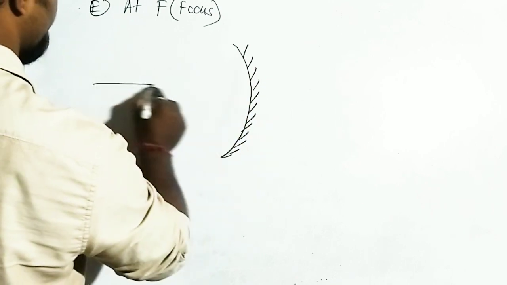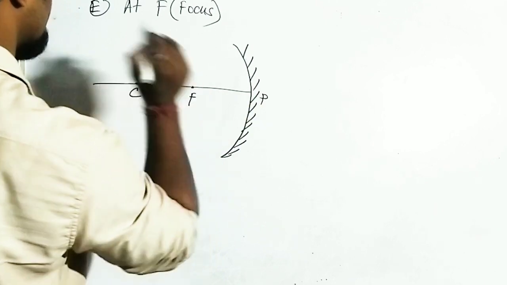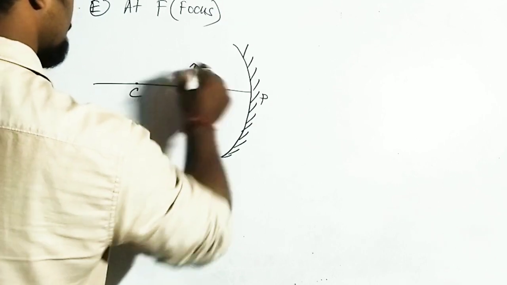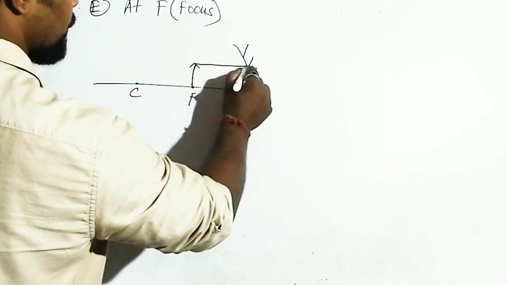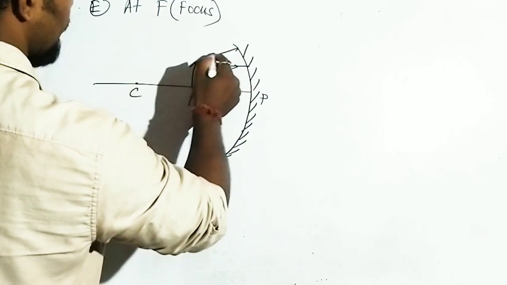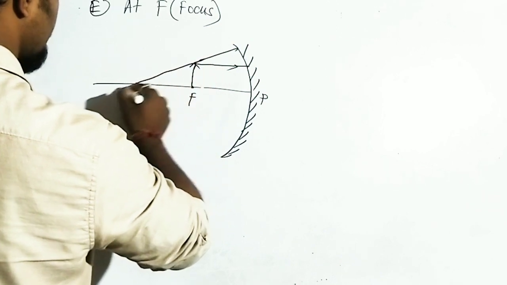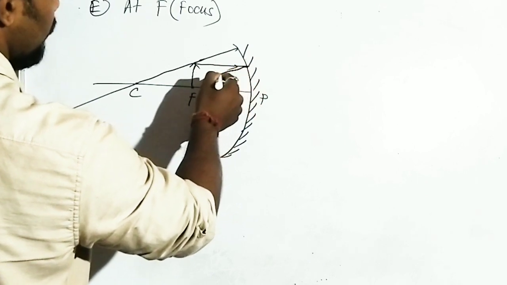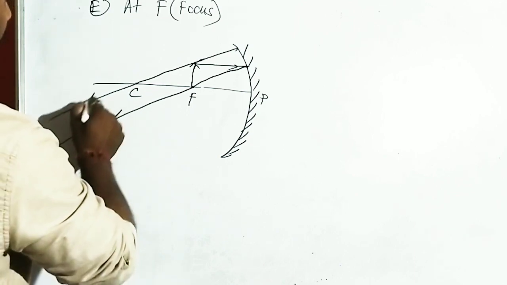This is the concave mirror, this is the principal axis, this is the pole, this is the focus, this is the center. I will consider this as the object. First, what is going to happen? Two rays will pass. This is one ray, and this is another ray. Similar thing will happen. Consider the incident angle 90 degrees. It will directly pass through the center. And since this is another incident ray, the reflected ray will move through the focus. This is the reflected ray and this is the reflected ray.